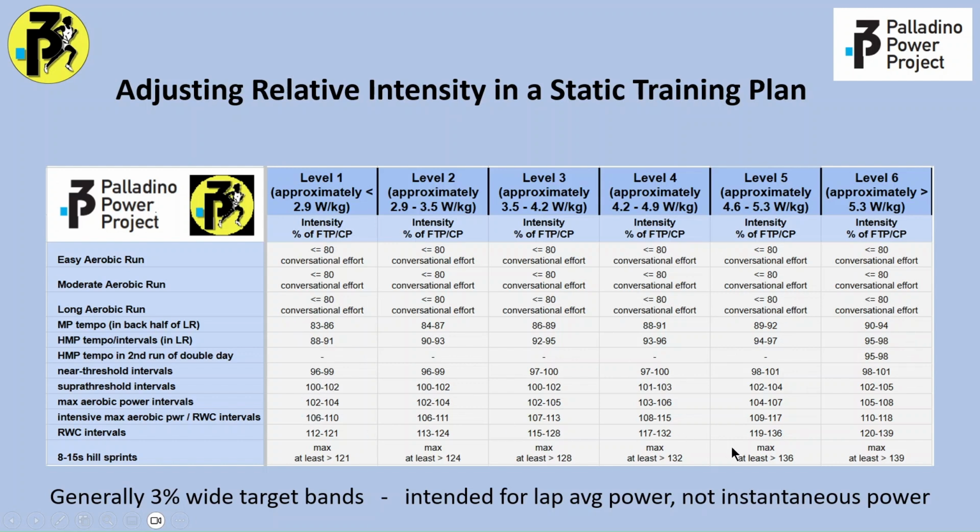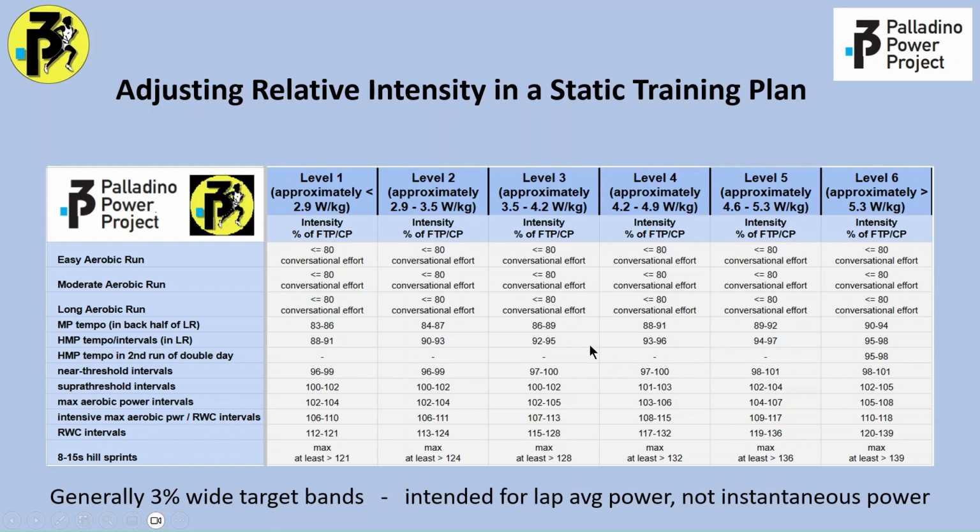And above threshold, it's the reserve work capacity, the individual work capacity that will change that. A low reserve work capacity is going to mean closer to the bottom end of that range, and a high reserve work capacity means this is the more appropriate target.